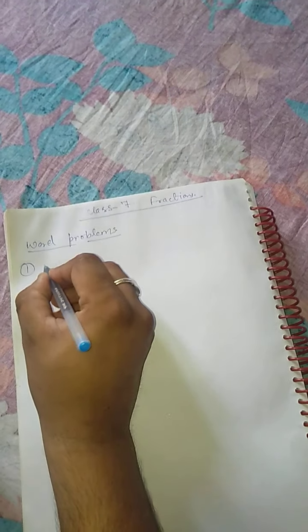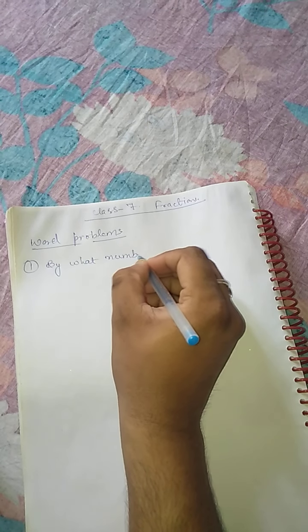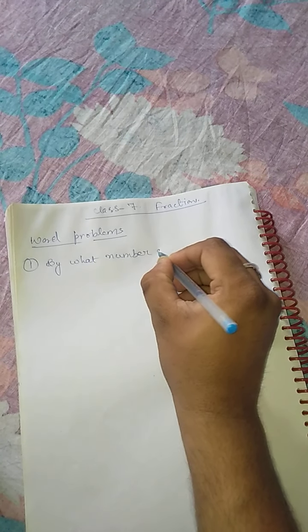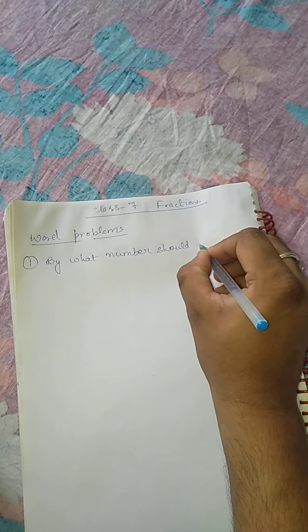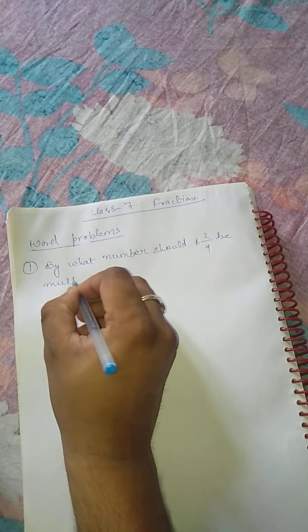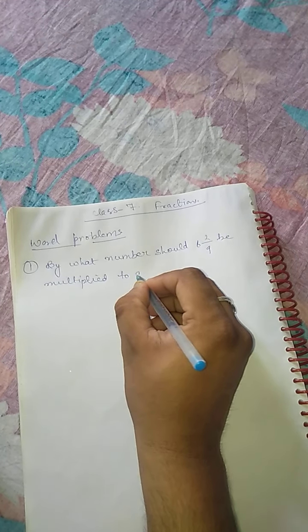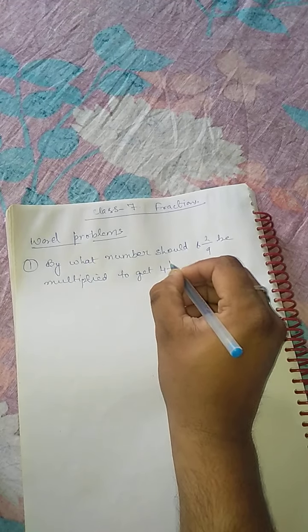You can note down the question along with me. By what number should 6 whole 2 upon 9 be multiplied to get 4 whole 4 upon 9? Question is, by what number should 6 whole 2 upon 9 be multiplied to get 4 whole 4 upon 9?